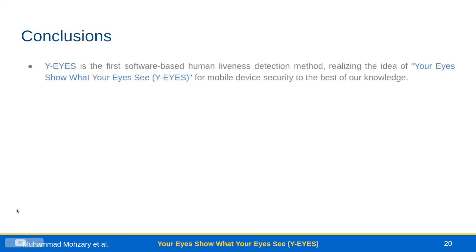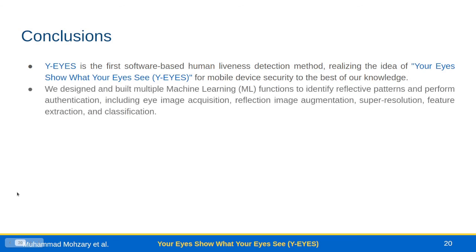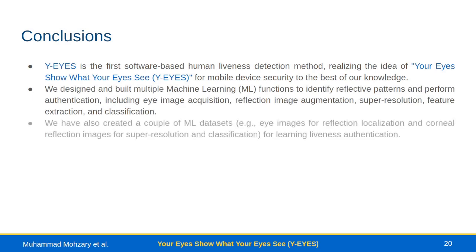Conclusions. Your Eyes is the first software-based human liveness detection method, realizing the idea of "your eyes show what your eyes see" for mobile device security, to the best of our knowledge. We designed and built multiple machine learning functions to identify reflective patterns and perform authentication. We have also created a couple of machine learning datasets, such as eye images for reflection localization and corneal reflection images for super resolution and classification for learning liveness authentication.